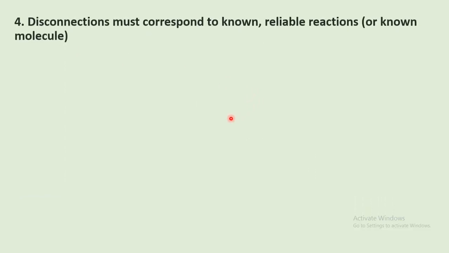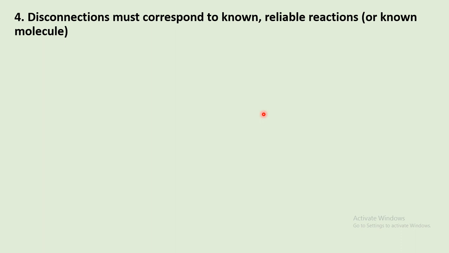Now the next rule tells that disconnection always should give you some reliable reaction, or it should always give you such molecules which are known to you or which you might have seen anywhere in books or maybe in labs or in a chemical laboratory. So we will understand this concept according to this example.